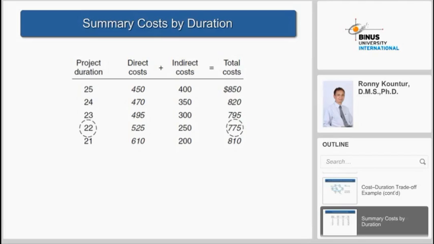So before, the project was 25 days with a total cost of 850. Now we can reduce the project to 22 days with a total cost of 775.